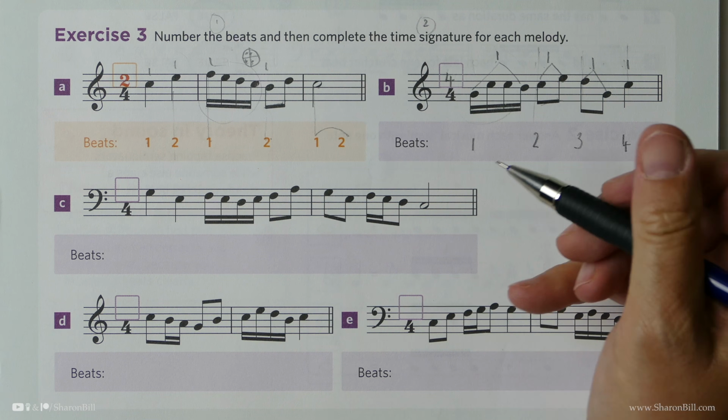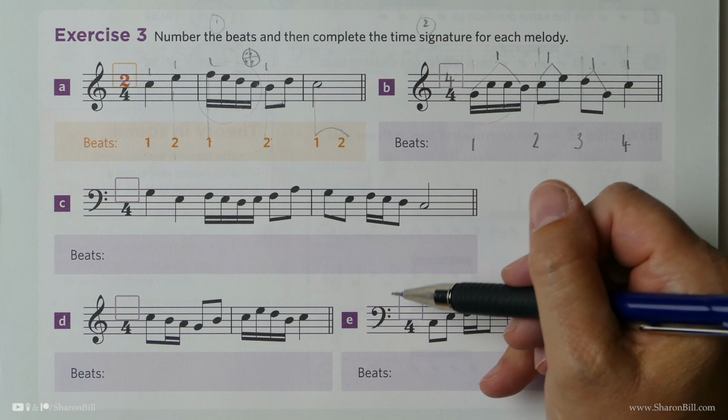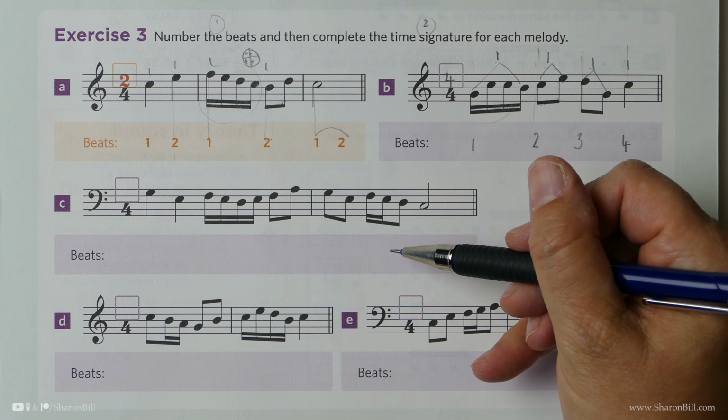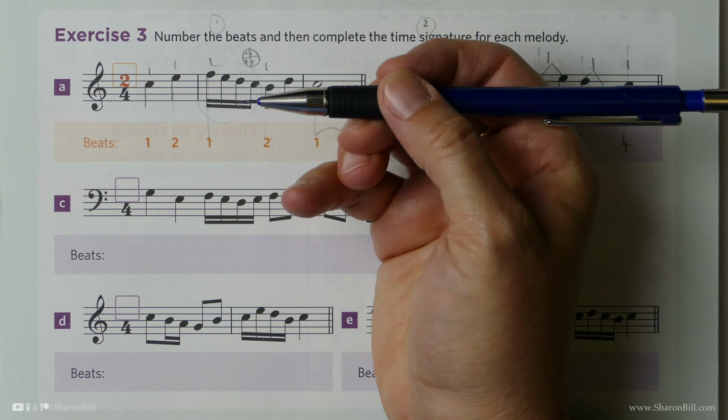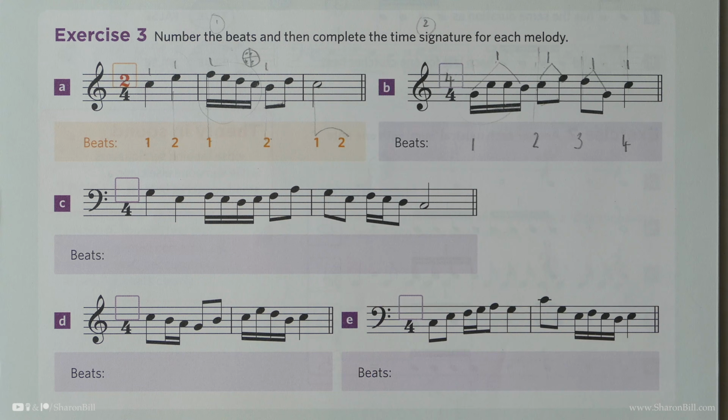So perhaps have a go of the rest of these on your own. Just press pause and then you can re-access into the video at any point if you get stuck. Always write in pencil, and then it's okay if you go a little bit wrong. You can just erase it.